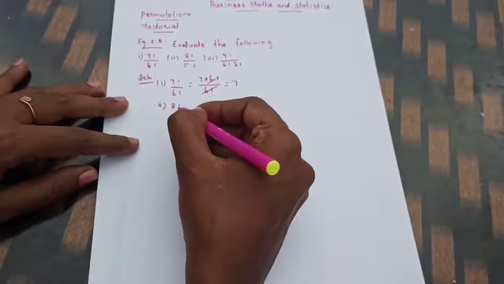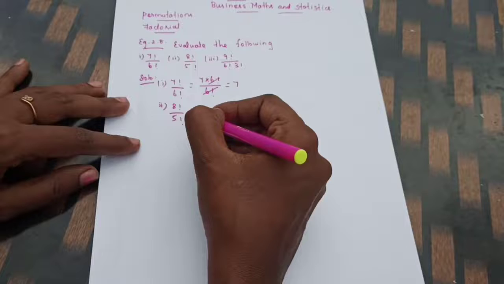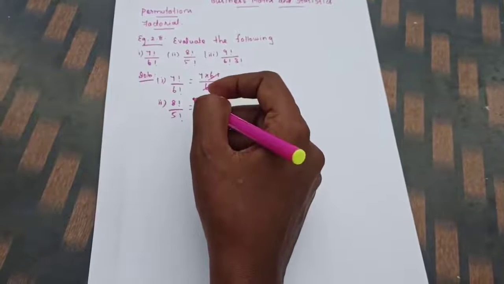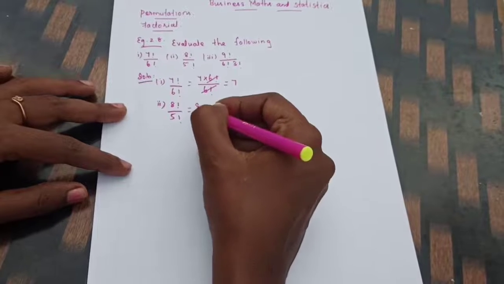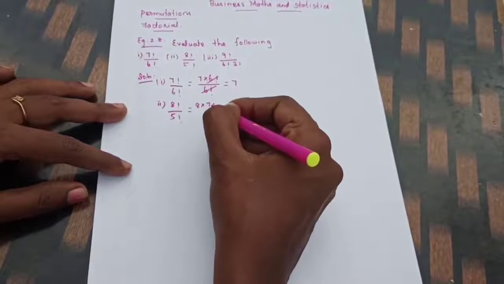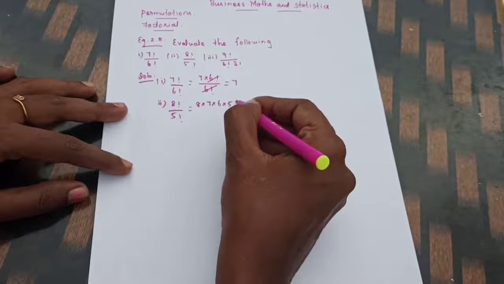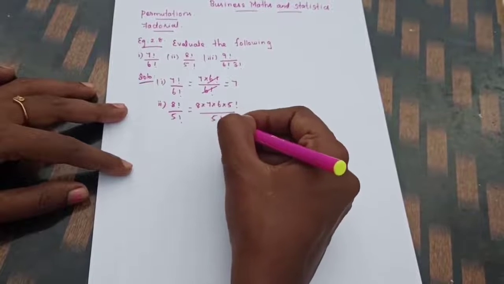Problem number 2. 8 factorial divided by 5 factorial. How will you write 8 factorial? Choose the greatest number, then only it will be easy. You write 8 factorial in the form of 5 factorial. So 8 into 7 into 6 into 5 factorial divided by 5 factorial.